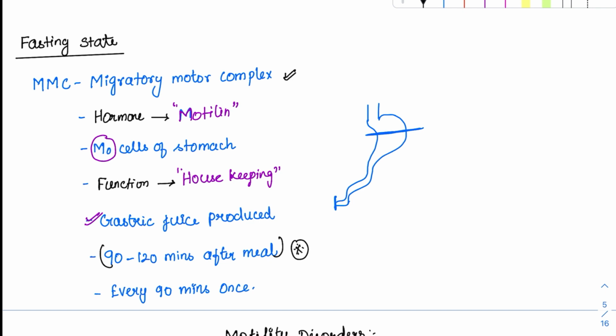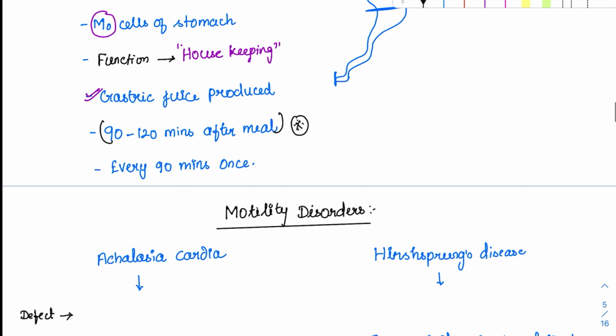If somebody is eating in between, immediately after food also, what will happen? Their migratory motor complex will be abolished. And even during the fasting time, every 90 minutes once, it is going to produce this type of migratory motor complex. Now this is all about the motility during fasting and fed state.